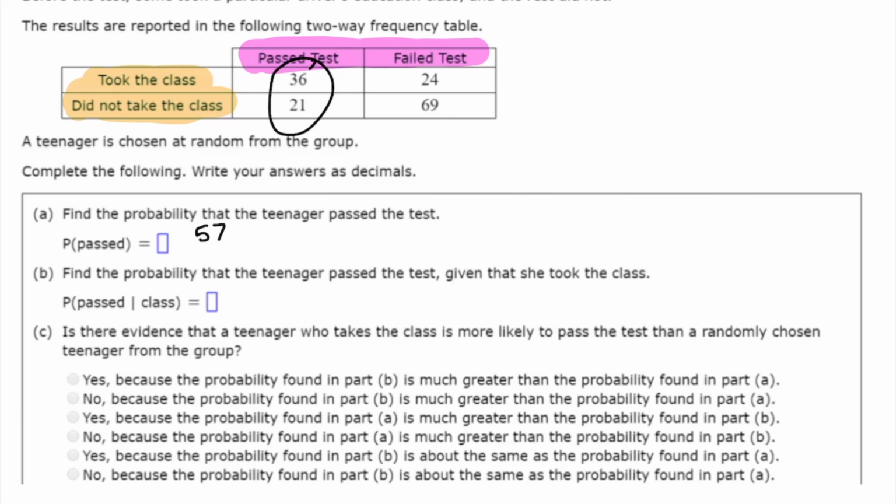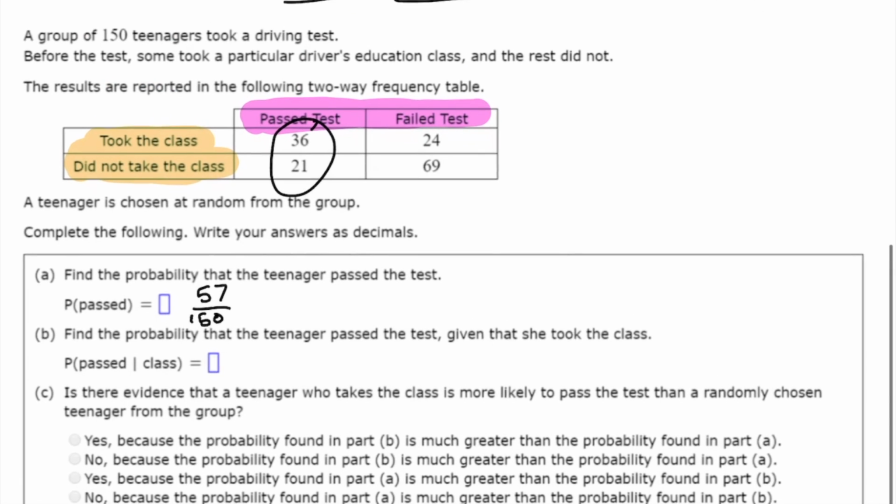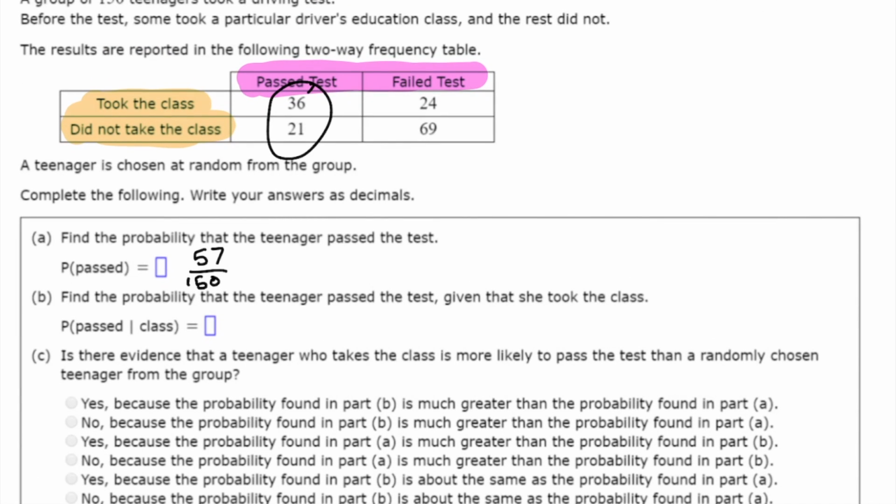57 of them passed the test, out of how many? 150, I think was the number that it gave us, right? Yep, 150 teenagers. If you divide those, we're going to keep them as a decimal like it says to, we will get 0.38, or 38% of students pass the test. That's pretty low.